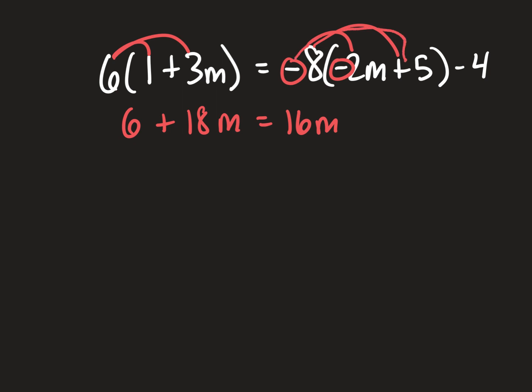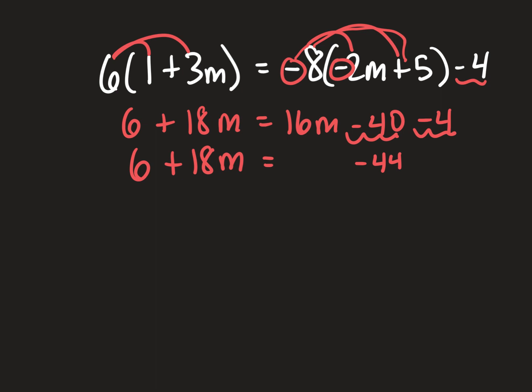And then negative 8 times 5 would be minus 40, and then the minus 4 is still there on the right side. Now I have like terms on the right side. I can't put 6 and 18m together because they're not the same variable m. But on the right side, I have a negative 40 take away 4 more. So that's actually negative 44. A common wrong answer would be negative 36. So we have 16m minus 44 on the right.